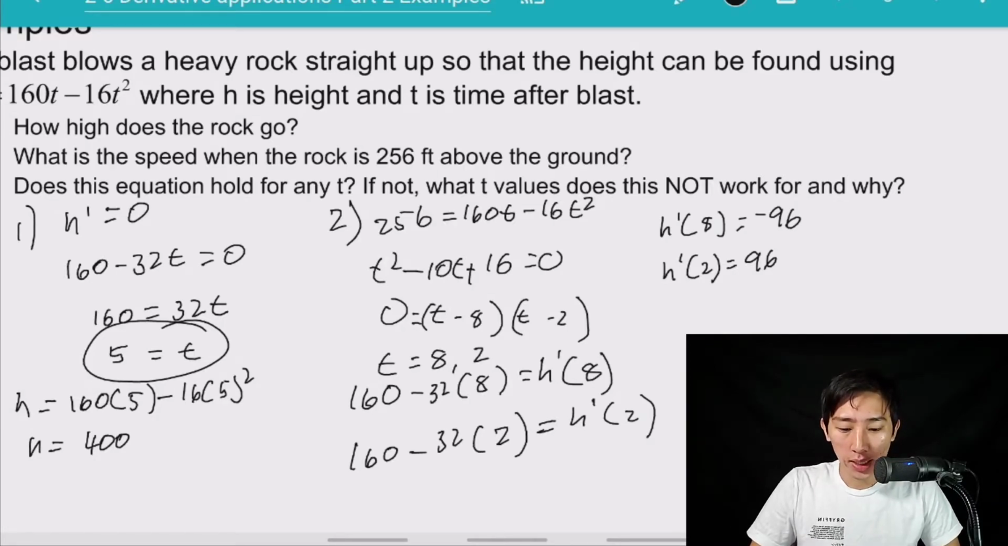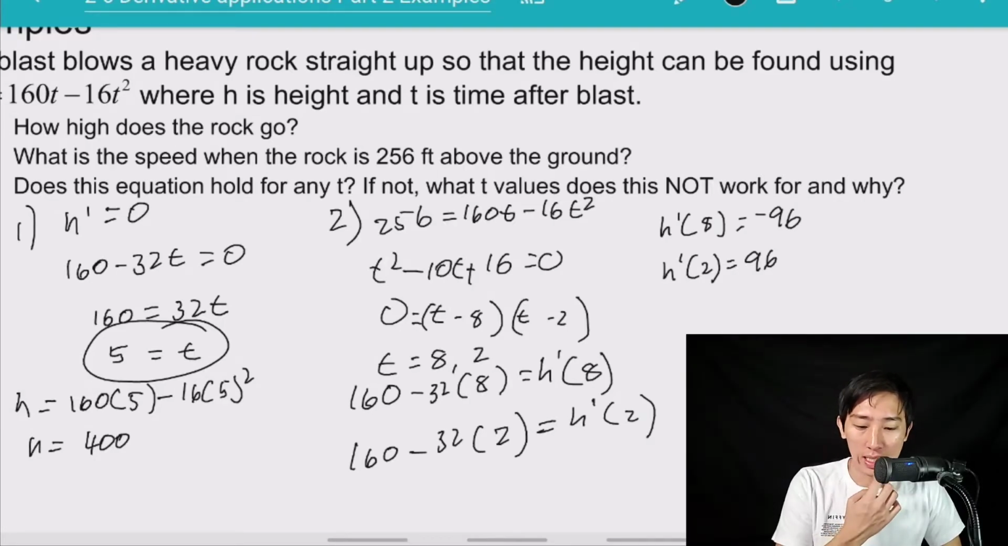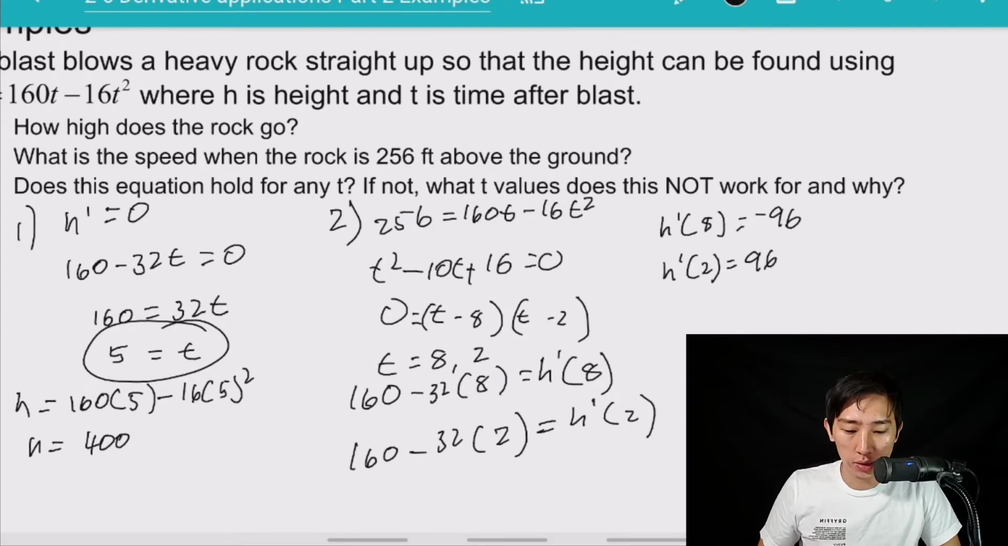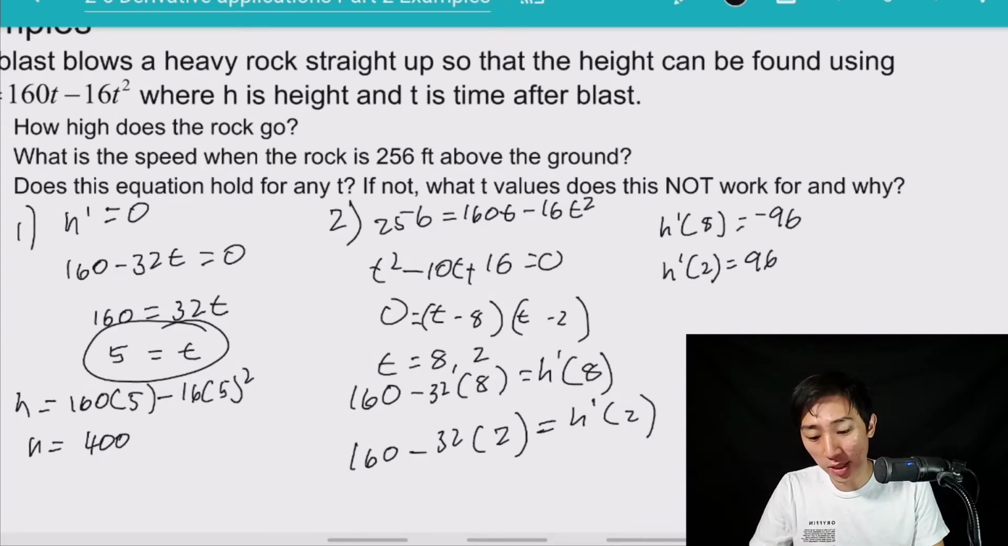But basically what we're going to get is h prime of 8 is equal to negative 96, and h prime of 2 is equal to 96. So if the question is, what was the speed when the rock was 256 feet above the ground? The answer is 96 feet per second.